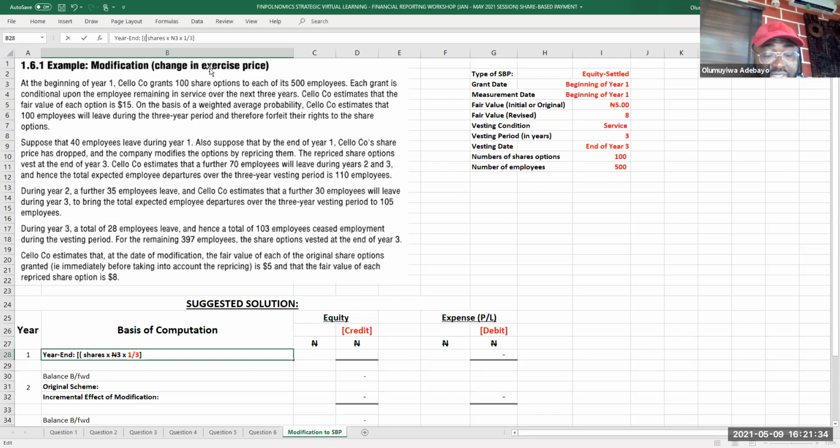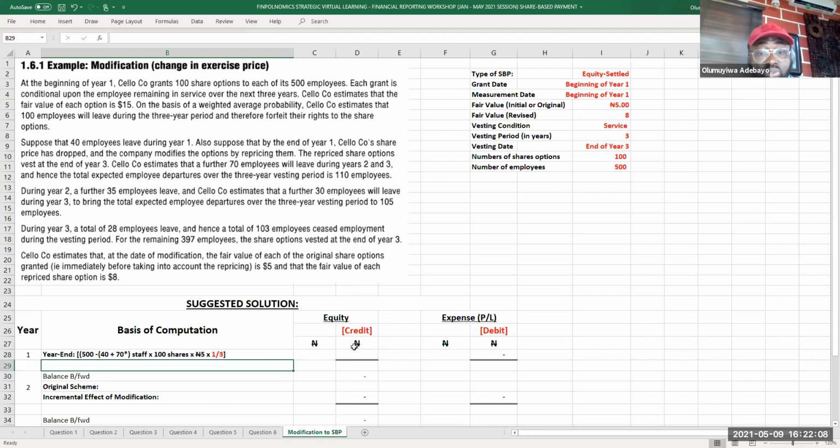And therefore, I'll come here and say, out of the 500, 40 have left, and we estimate that 70 in addition will leave. And that will give us the number of staff. And that multiplied by 100 shares for each staff. And the fair value originally was 5. And we are in the first of the 3 years. And this should give us our value.